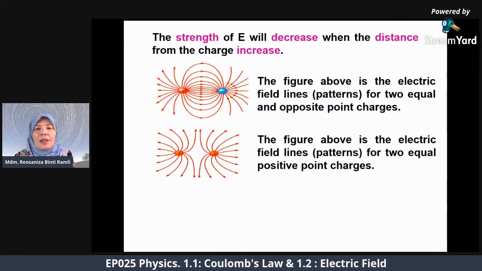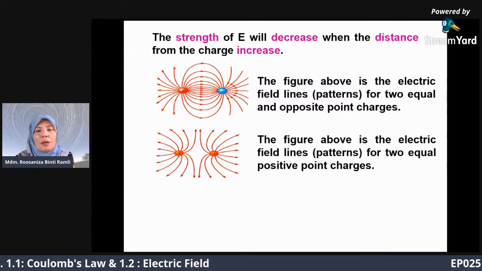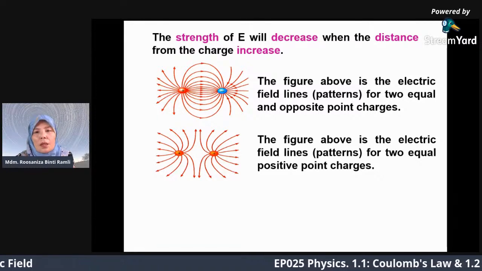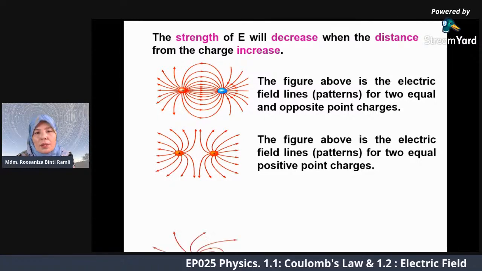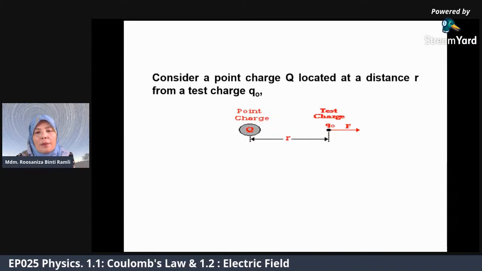The figure below is the electric field lines pattern for two equal and opposite point charges. This is how to draw the direction of the electric field.